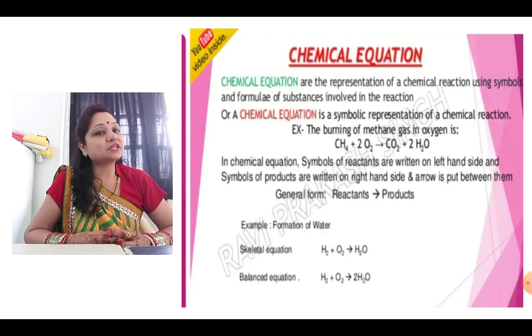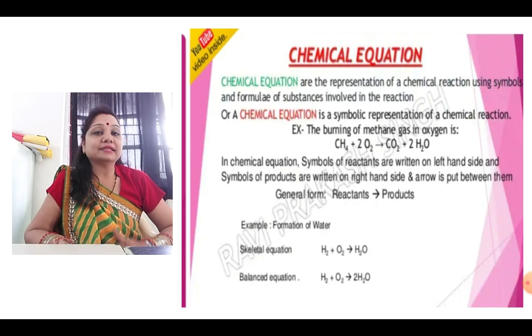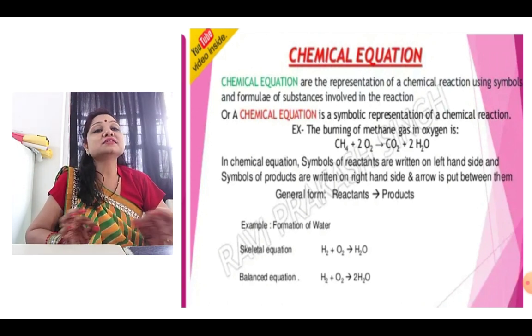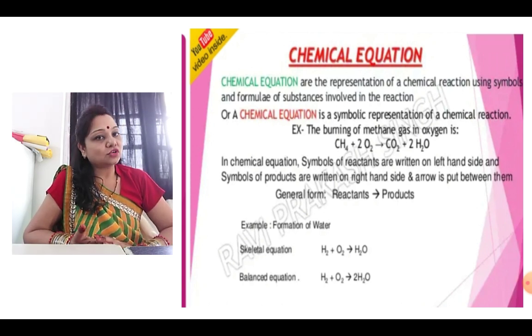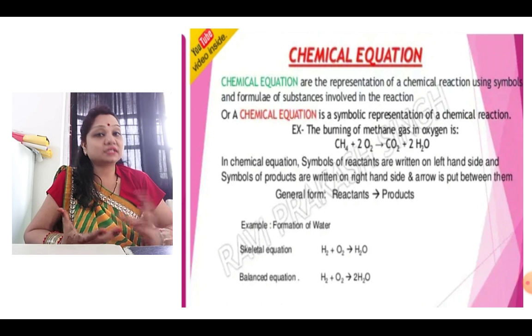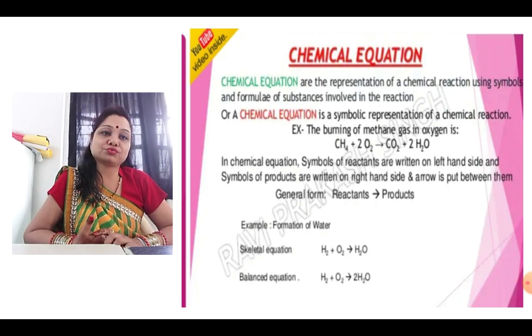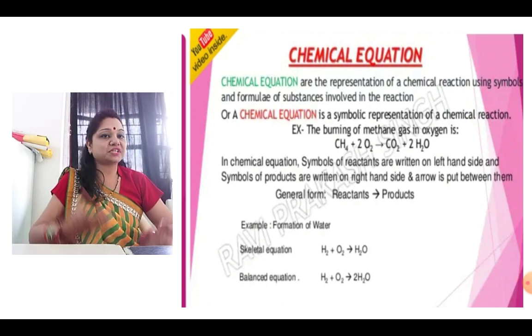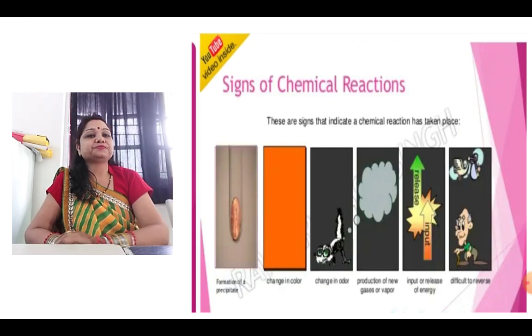Now in this chemical equation, the symbols of reactants are written on the left hand side and the symbols of products are written on the right hand side, and there is an arrow put between them. Got it? Now another example I am taking, formation of water. The equation is H2 plus O2 gives H2O. When we balance it, H2 plus O2 gives 2H2O. Reactants on the left and products on the right.